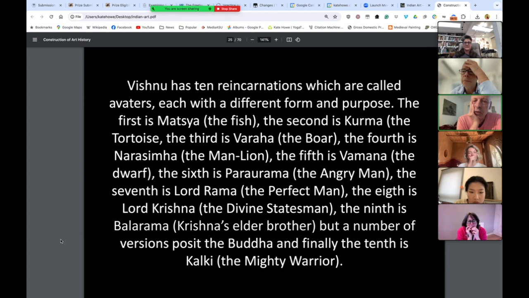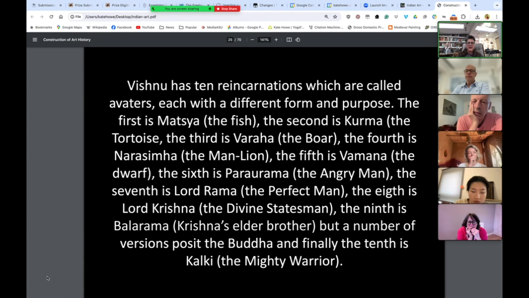Does someone read this? Kate. Can you hear me? Yeah. Okay, good. Vishnu has 10 reincarnations, which are called avatars, each with a different form and purpose. The first is Matsya, the fish. The second is Kurma, the tortoise. The third is Varaha, the boar. The fourth is Narasimha, the man lion. The fifth is Vamana, the dwarf.